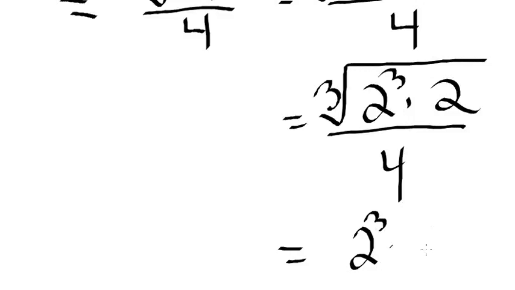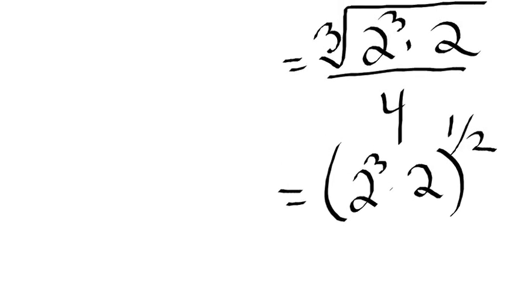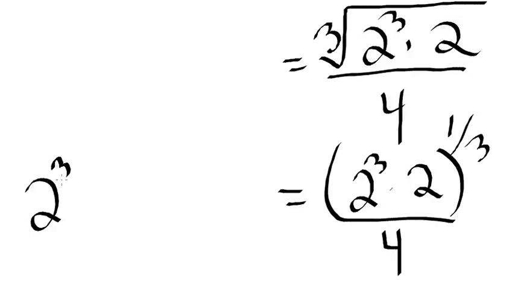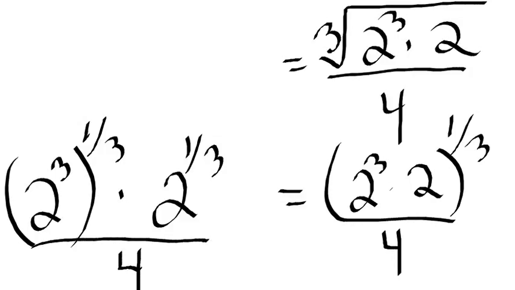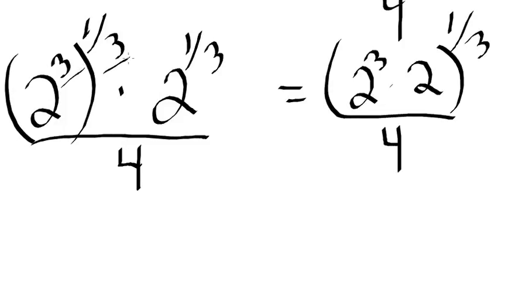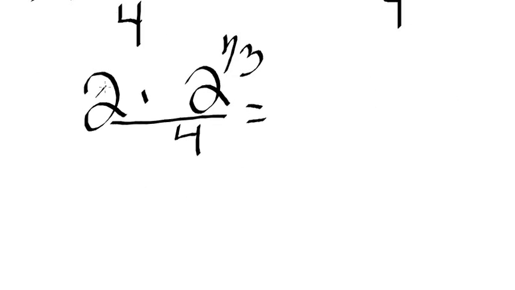Now, this 2 to the 3rd times 2, I'm going to write this in exponential form so you can better see it. This is 2 to the 3rd, raised to the 1/3 power, times 2 raised to the 1/3 power. It's all over 4. Add your exponents, so this becomes 2 times 2 to the 1/3 over 4. We have a 2 up here in the numerator and a 2 in the denominator, so that's going to reduce down to 2 to the 1/3 over 2.